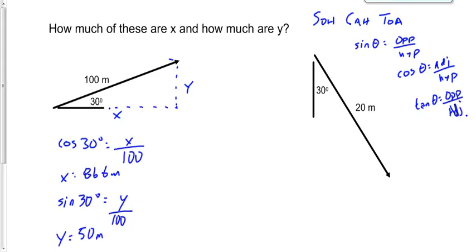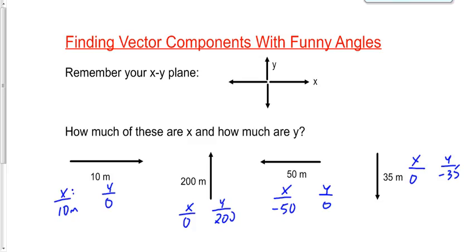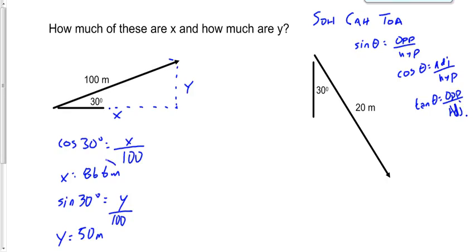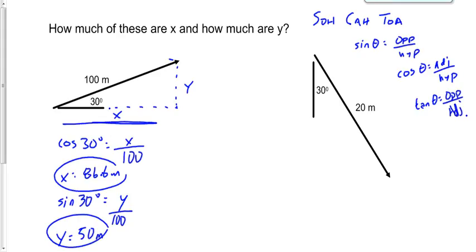So we haven't added anything here, but we have found the x component of that vector and the y component of that vector. Look, back here, the x component was 10, the y component was 0. Up here, the x component is 86.6, and the y component is 50. It's weird to think of the x component as being a decimal number like that. All we're saying is that, look, of this 100 meters, 86.6 of it is along this axis, and 50 of it is along that axis.